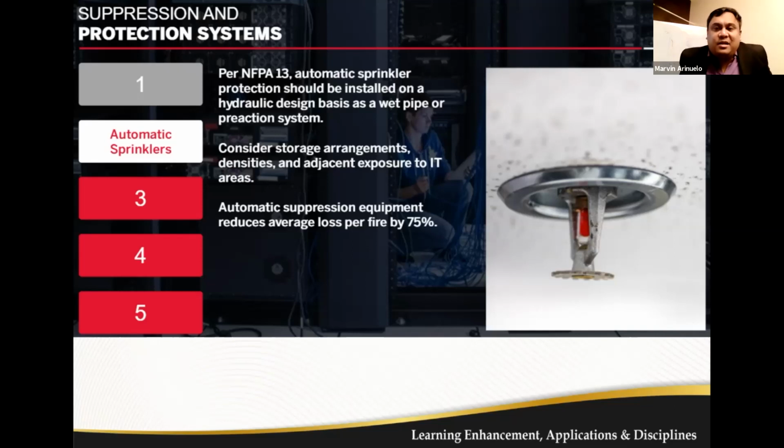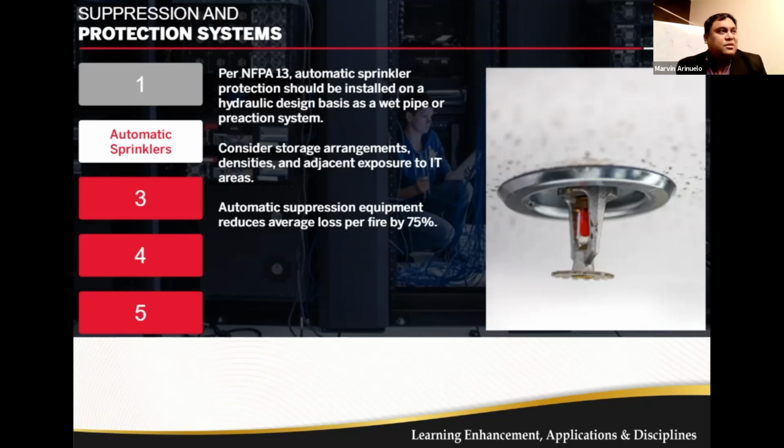Another is automatic sprinklers. Few computer rooms meet the definition of light hazard occupancy based on the amount of combustibles in the room. According to NFPA 13, the standard for the installation of sprinkler systems, automatic sprinkler protection should be provided and installed on a hydraulic design basis as a wet pipe or pre-action system. Special media and storage arrangements could affect the sprinkler location and necessary discharge density. Any area adjacent to the IT area that could cause exposure should also be protected with an automatic sprinkler system.